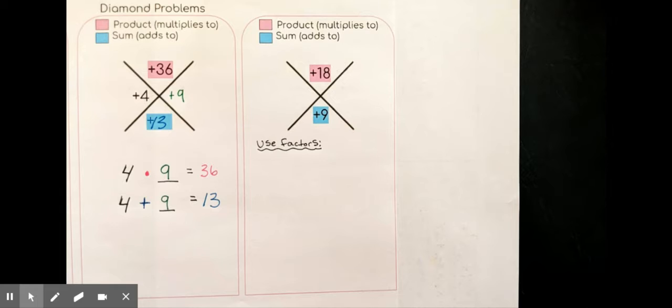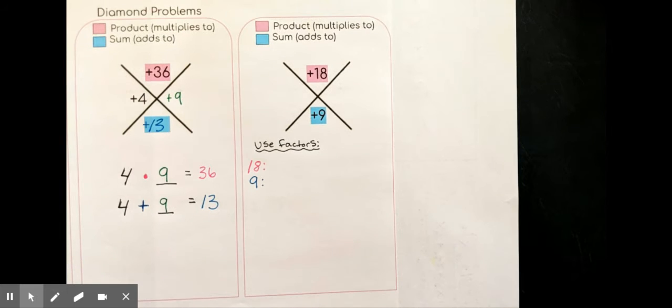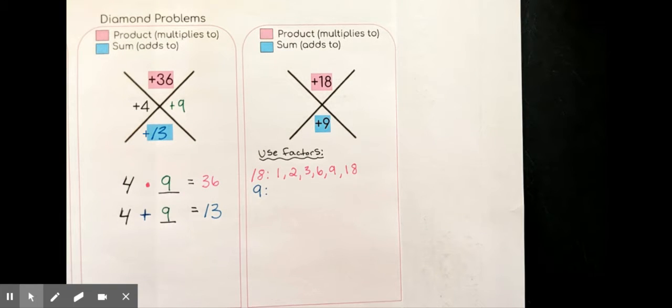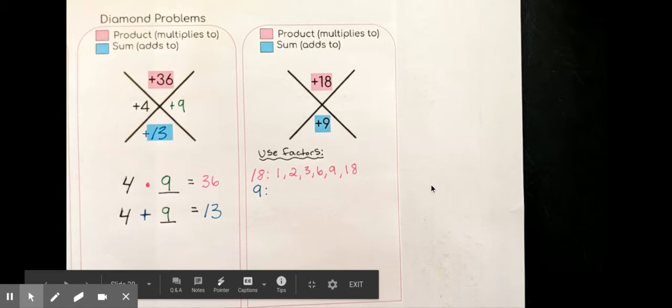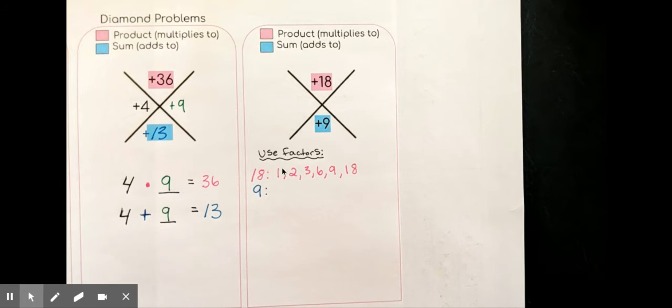Now, you will be able to do this in your head, and you might be able to now, but a way to write this down is to list all the factors of both. So I'm going to list the factors of 18 and the factors of 9. My factors for 18 are 1, 2, 3, 6, 9, and 18. And if you forgot how to do that, a factor has to be smaller than the number, right? Otherwise, it's a multiple. So I'm going to say, well, 1 times 18 is 18.